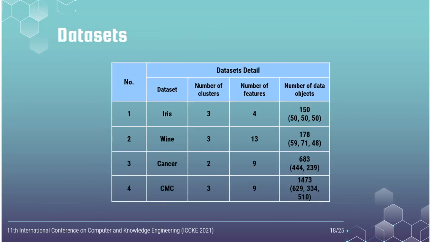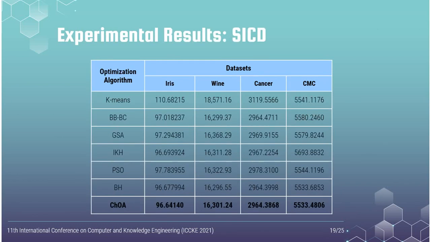In our paper, we used four different clustering datasets, including Iris, Wine, Cancer, and CMC. As you can see, the table shows the number of clusters, the number of features, and the number of data objects. After that, the experimental results: we compared the performance of our proposed method against six other well-known algorithms such as K-means, Big Bang, gravitational search, improved krill herd, PSO, and black hole.